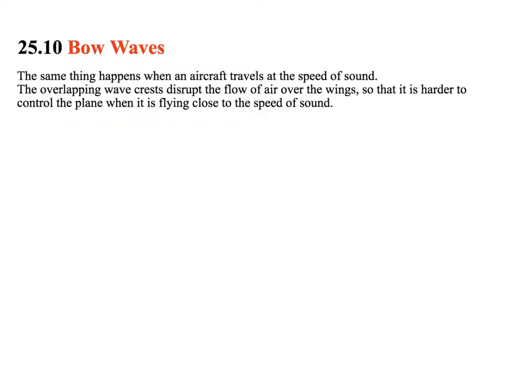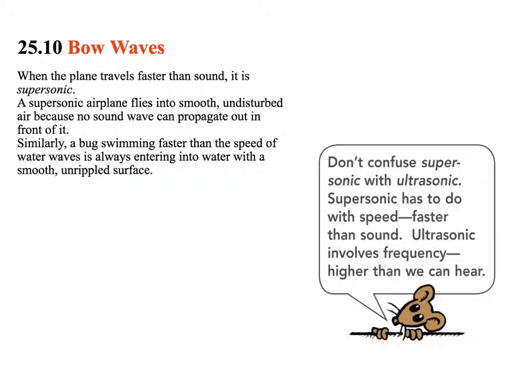The same thing happens when an aircraft travels at the speed of sound. The overlapping wave crests disrupt the airflow over the wings so that it's harder to control the plane when it's close to flying the speed of sound. When the plane travels faster than sound, it is supersonic.